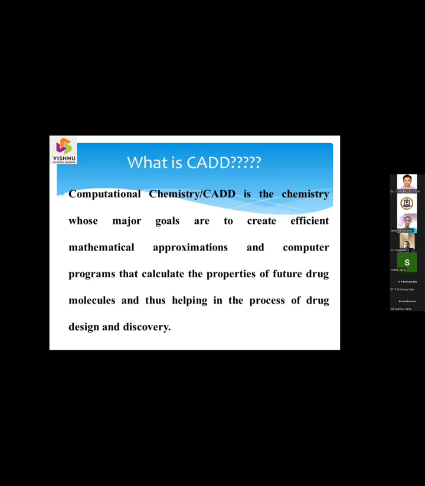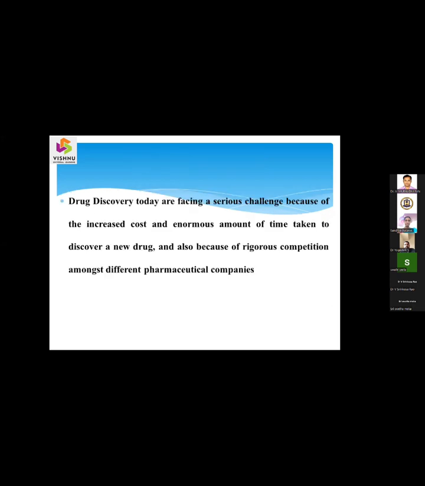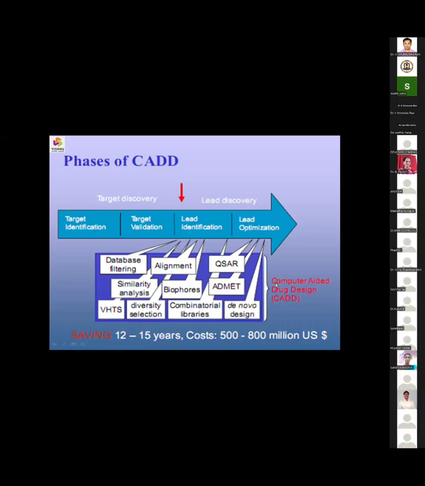So now coming to what is CADD. First, we have to understand what is computer-aided drug design. It is computational chemistry, whose major goal is to create efficient mathematical approximations and computer programs that calculate the properties of the future drug molecule, the drug molecule which we are going to synthesize, and thus helps in the process of drug design and discovery. So it is simply mathematical approaches in combination with computer programs. Drug discovery today is facing serious challenges because of the increased cost and enormous amount of time taken to discover a new drug, and also because of various competition on the target, target identification and target validation.